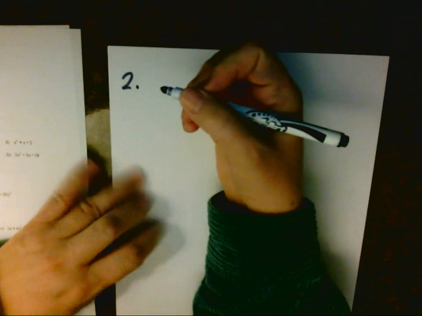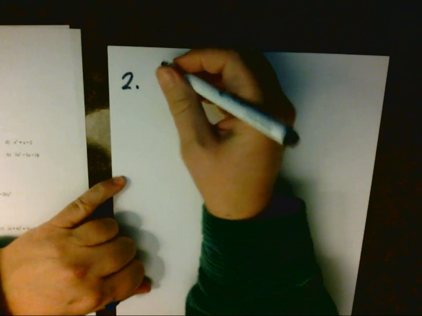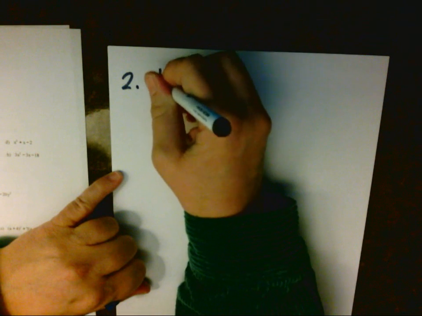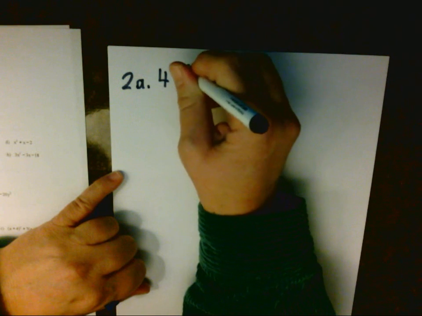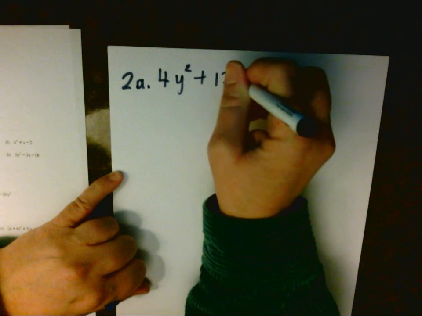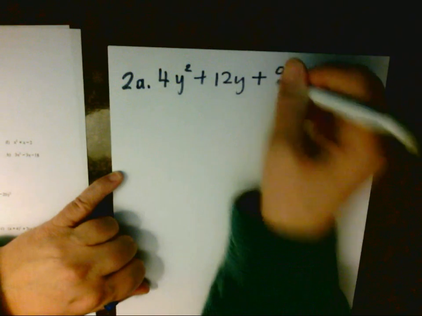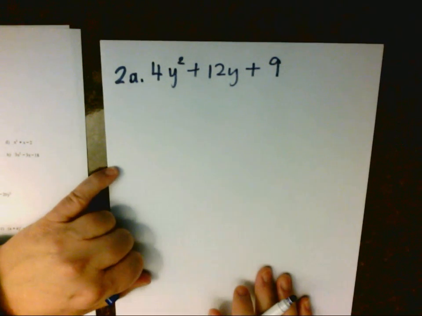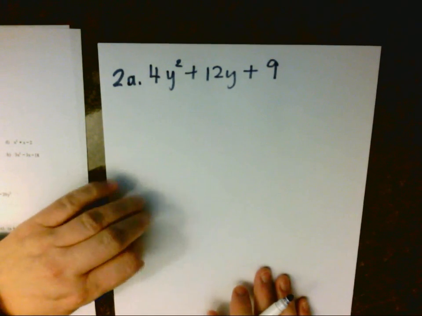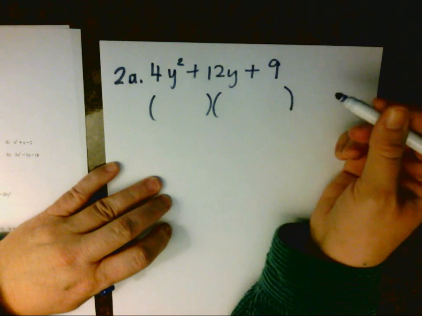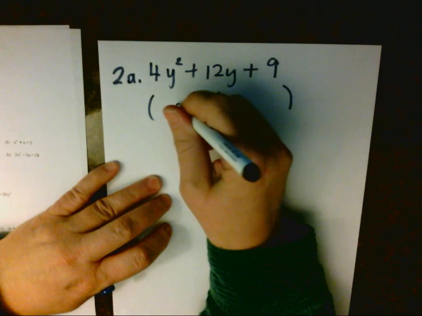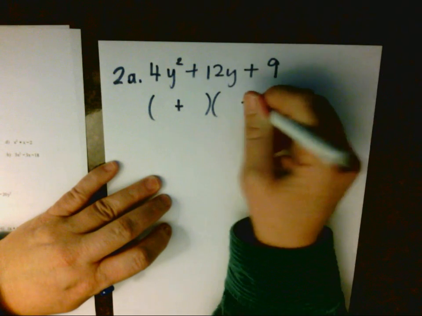Okay, number 2. It says continue to factor. We're doing everything with the trial and error method, so we can kind of ignore their instructions today. 4y squared plus 12y plus 9. This is a special one. You don't need to worry about knowing that it's a special trinomial because it's going to give you the right answer if you just think about it. These are all positives, so my factors must both be positives.